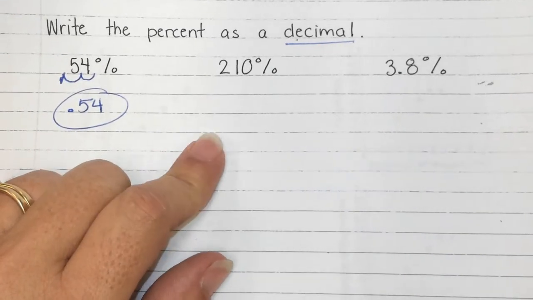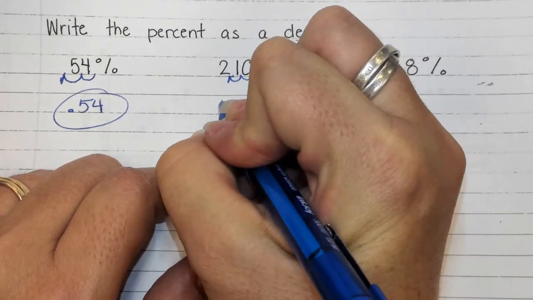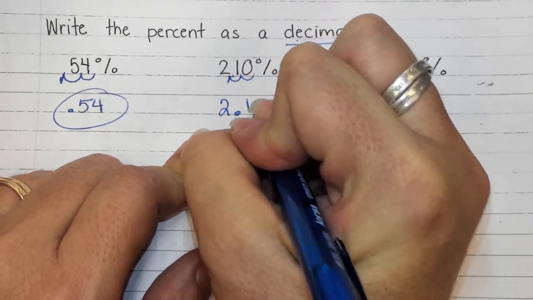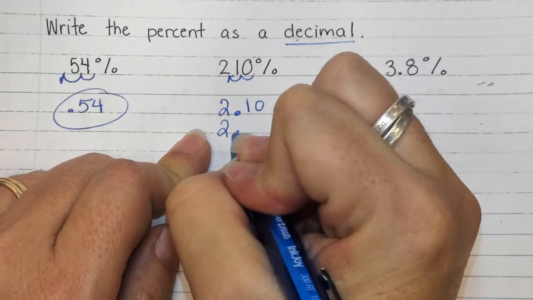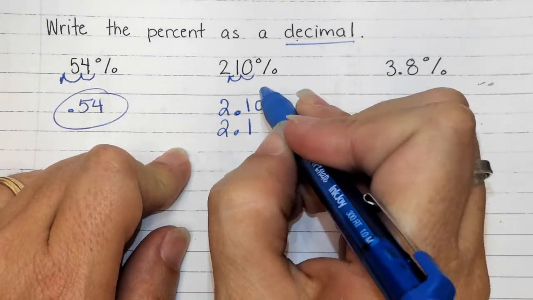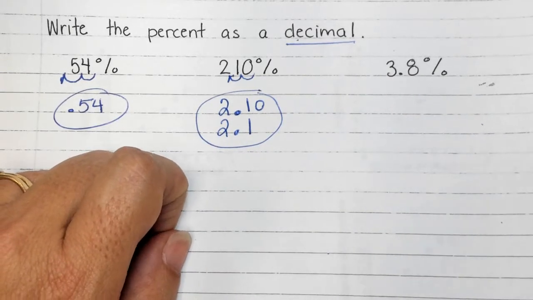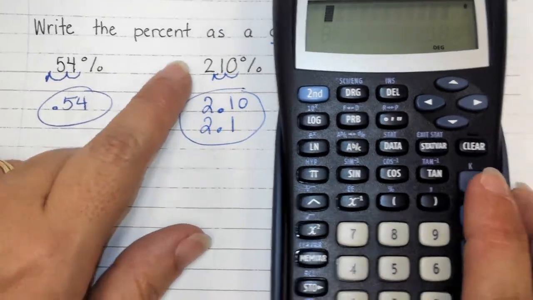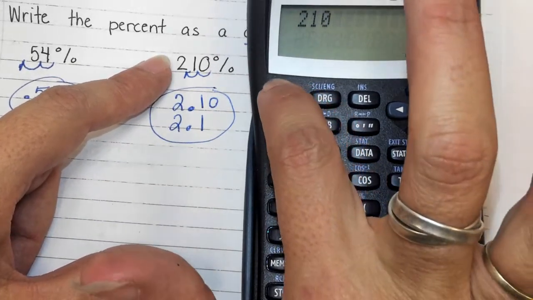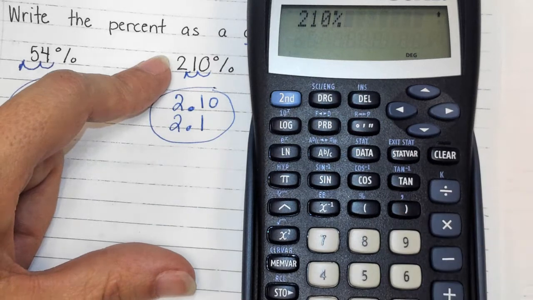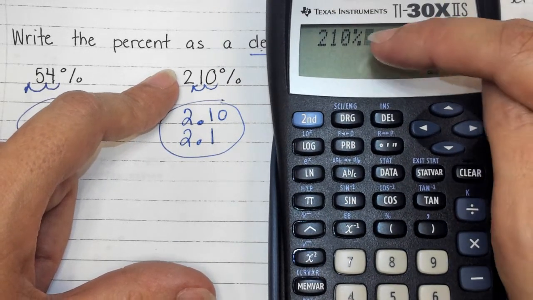210%. Now, personally, I just bump the decimal over twice, and I make it 2.10. Or you could say 2.1. Okay? Now, right, so let's try this. If I type in 210, I hit the second and the percent sign. Okay? Now, wait a minute. This is just percent.